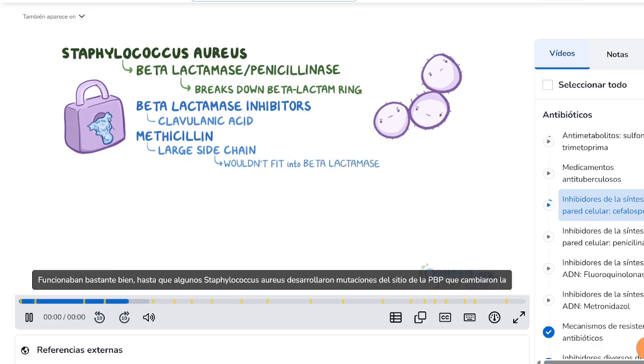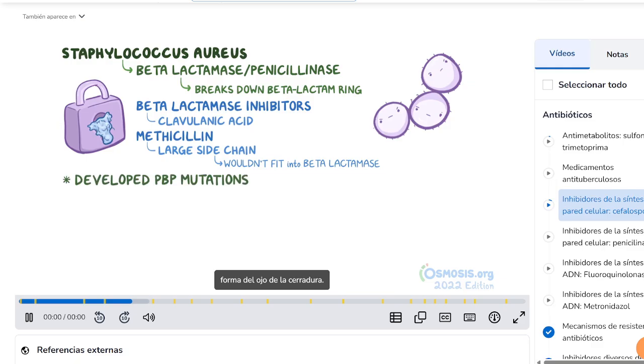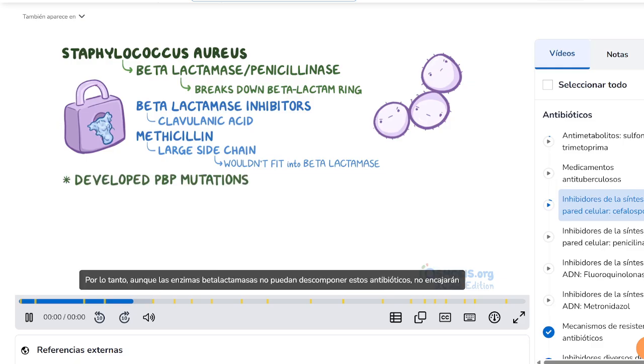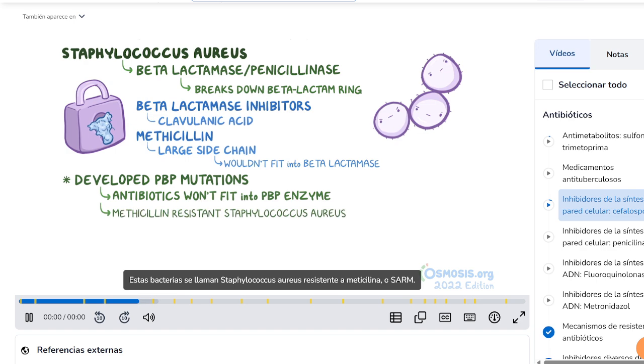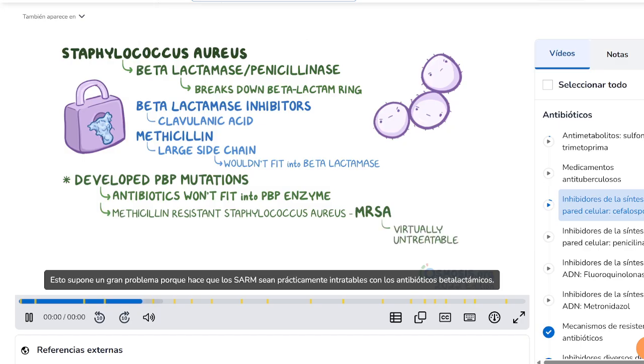These did work pretty well, until some Staphylococcus aureus developed PBP site mutations that changed the shape of the keyhole. So even if beta-lactamase enzymes can't break down these antibiotics, they won't fit into the PBP enzyme and thus won't work. We call these bacteria methicillin-resistant Staphylococcus aureus, or MRSA. This poses a huge problem, because it makes MRSA virtually untreatable by beta-lactam antibiotics.